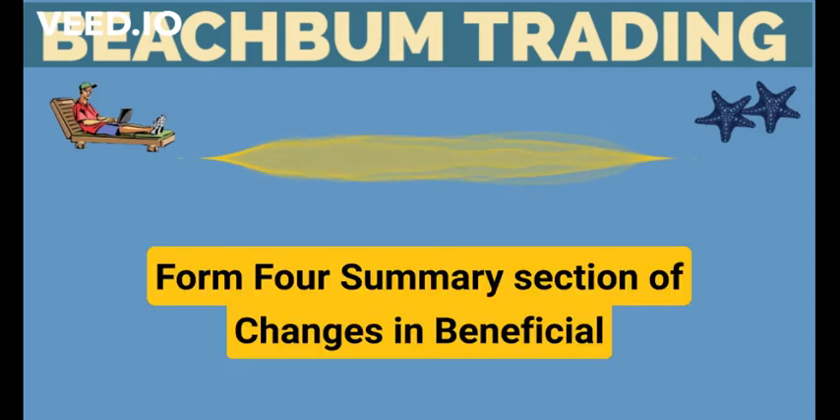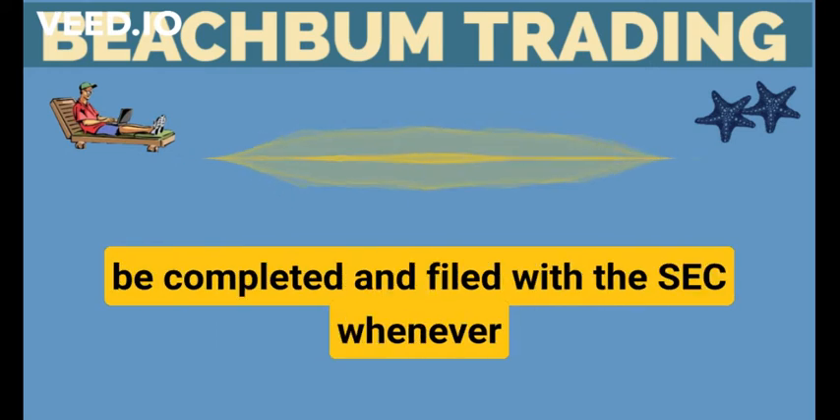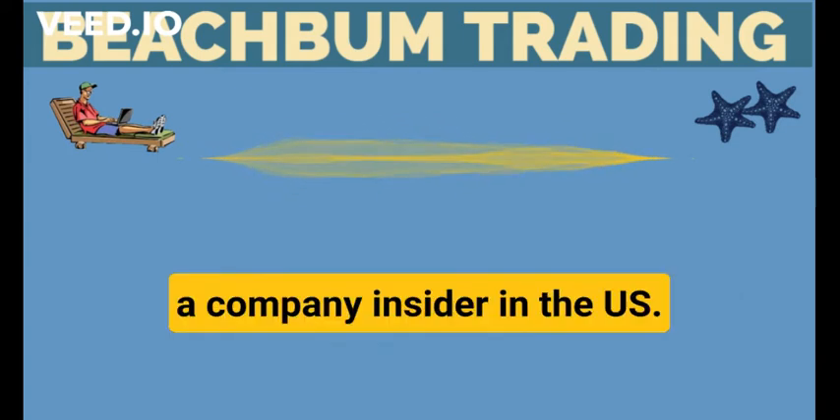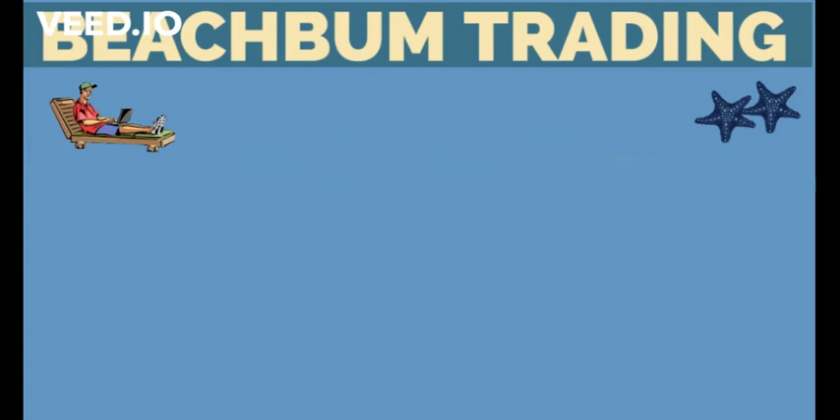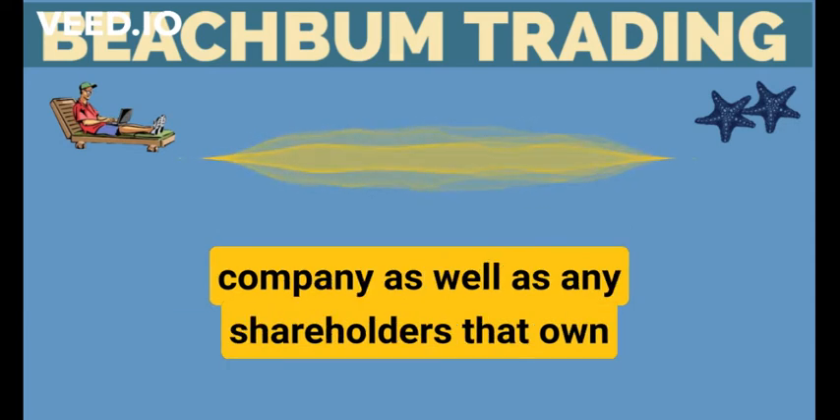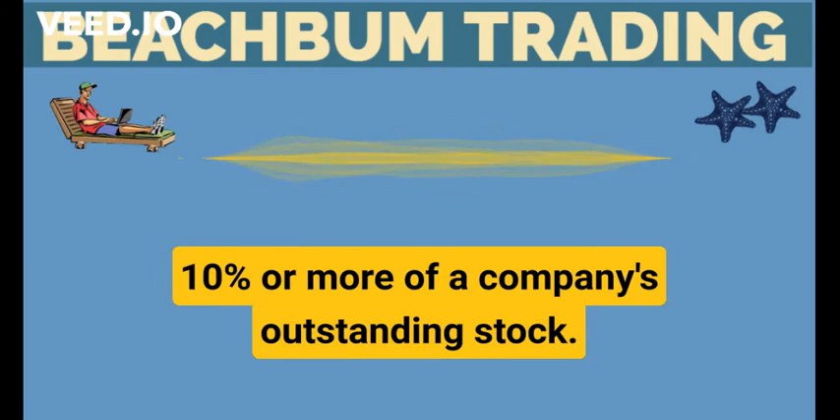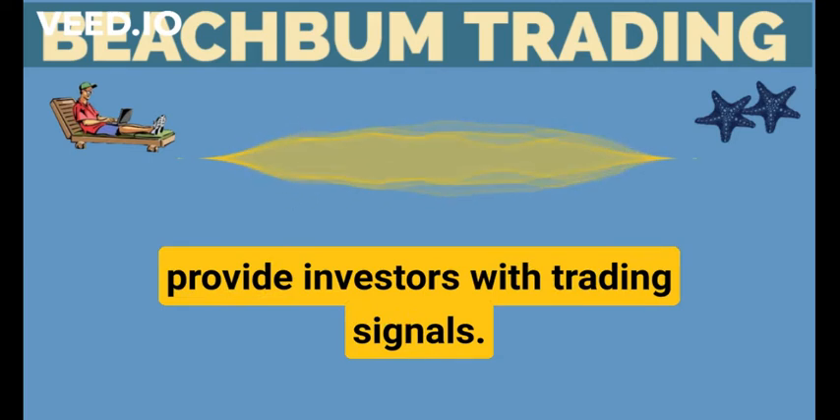Form 4 summary. SEC Form 4, Statement of Changes in Beneficial Ownership, is a document that is required to be completed and filed with the SEC whenever a company insider in the U.S. buys or sells shares in their own company. Insiders consist of officers and directors of a company, as well as any shareholders that own 10% or more of a company's outstanding stock. Form 4 filings can potentially provide investors with trading signals.